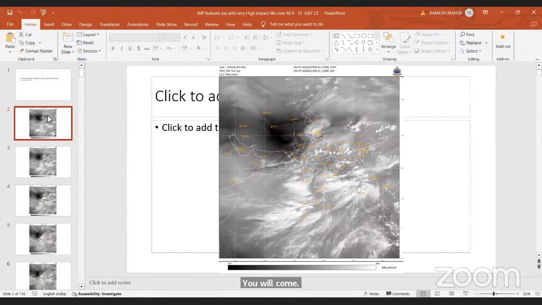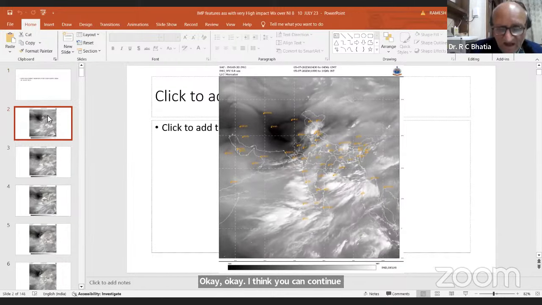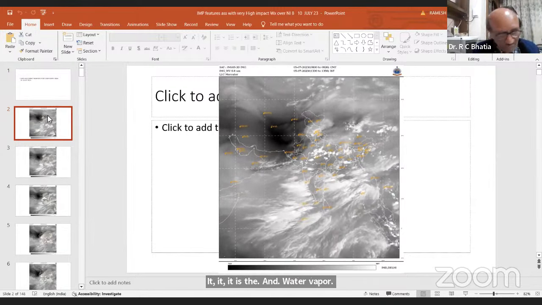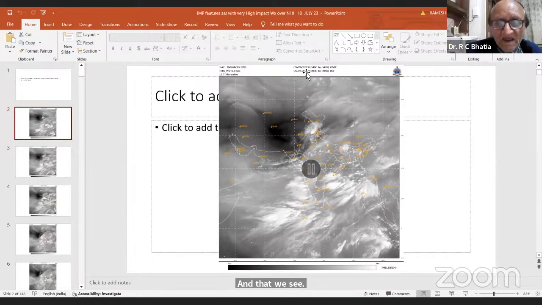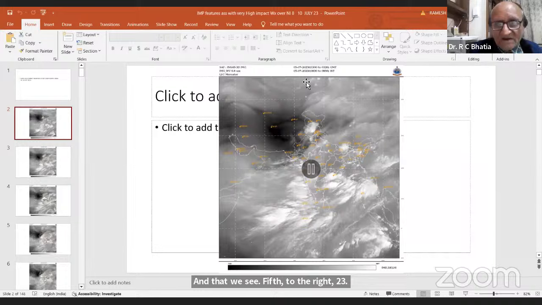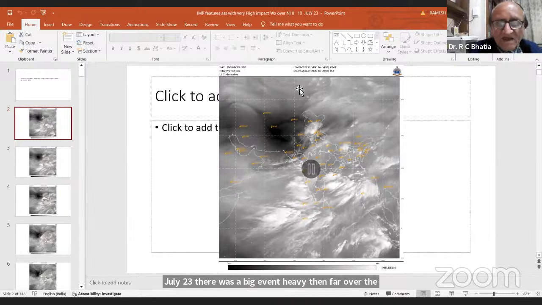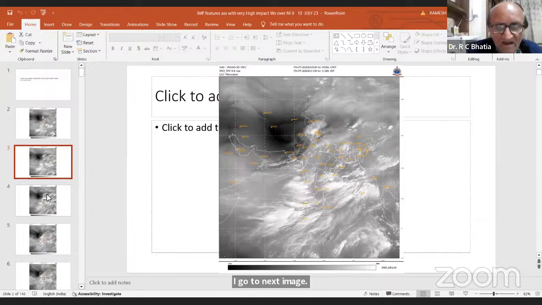Okay. You can see this? Yes, yes. I think you can continue to see this way. In fact, it is the animation sequence of water vapor images for, I think, 4 days. In fact, this is 5th July 23. As you know, on 8th July 23, there was a big event, heavy rainfall over the northern parts of the country. And what you are seeing is the circulation coming from the north. I go to next image.